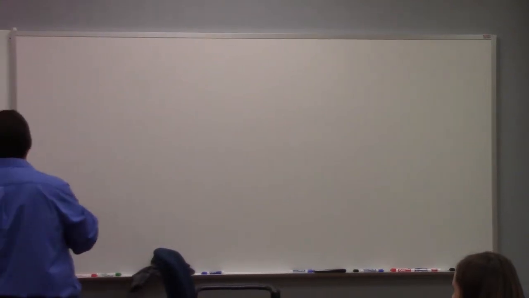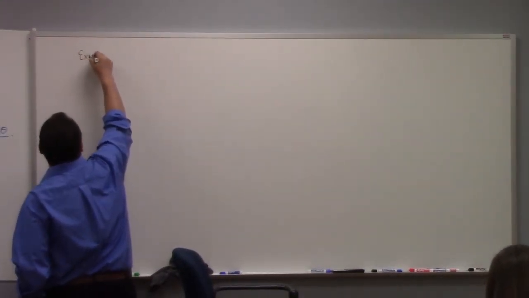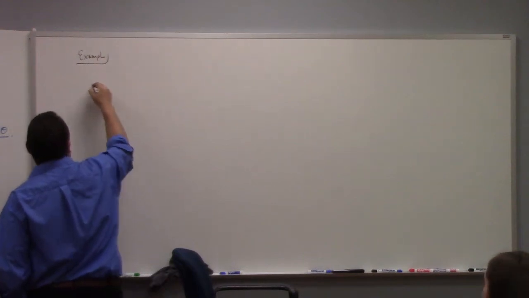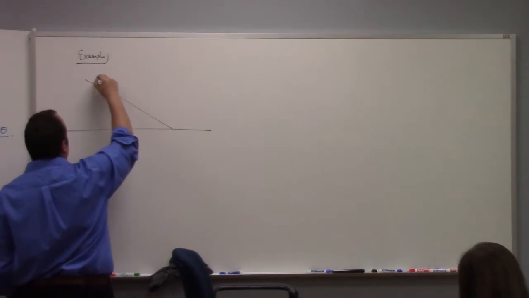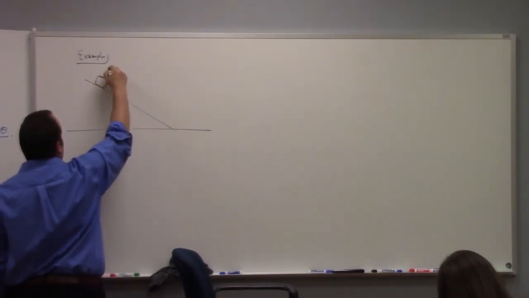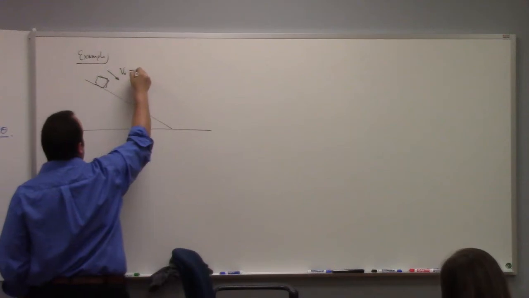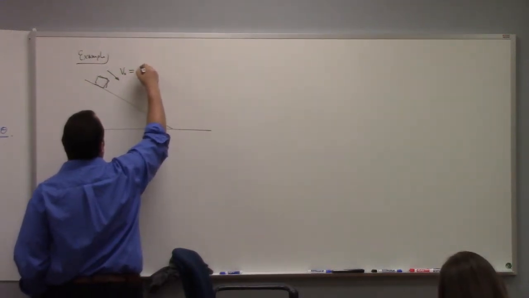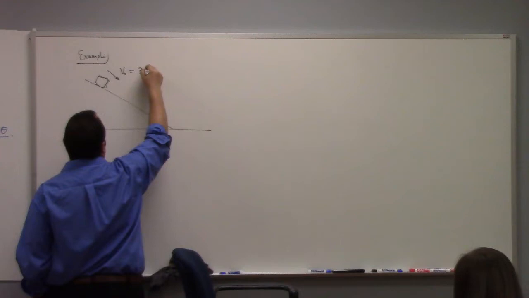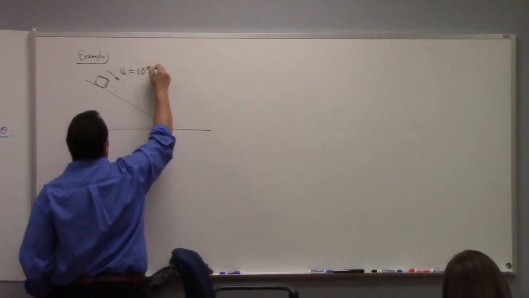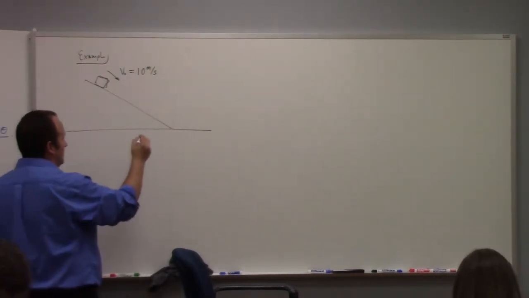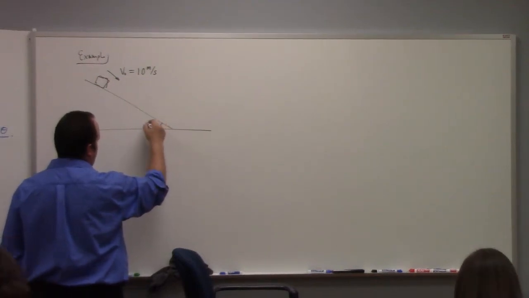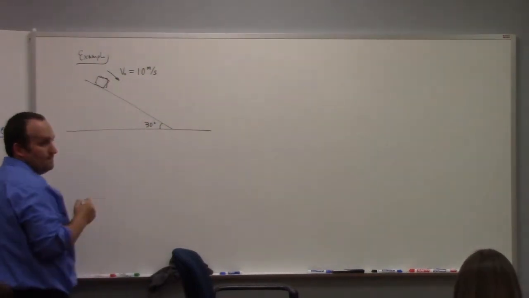But we can add an example to this. So I'll make the inclined plane go the other way, like so. And suppose I got a box. I give it an initial speed of, let's say I give it a shove at 10 meters per second down the plane, right? And suppose that this angle here is 30 degrees, yeah?